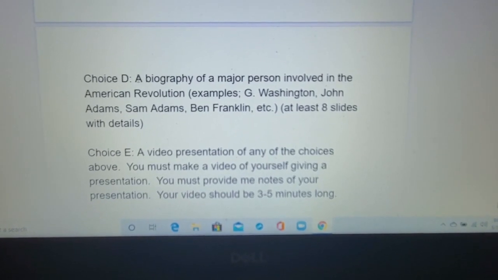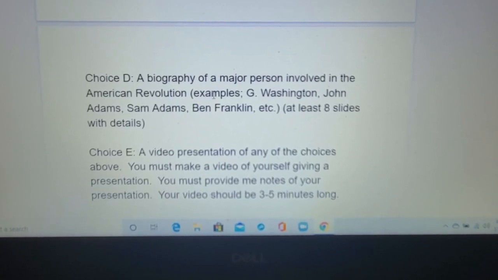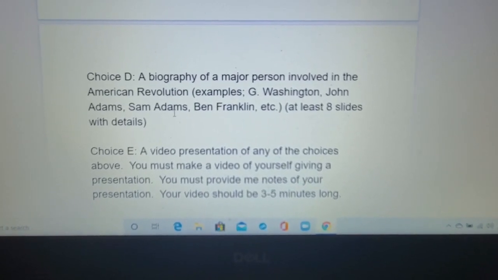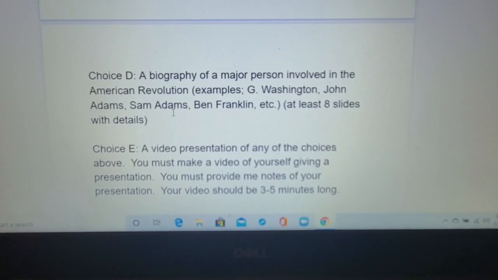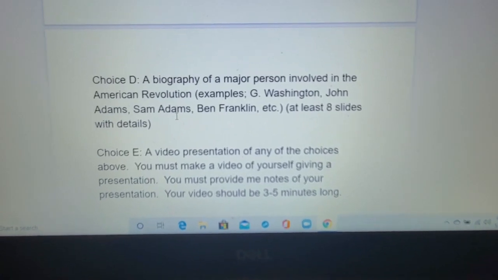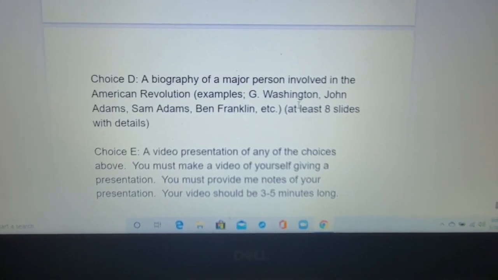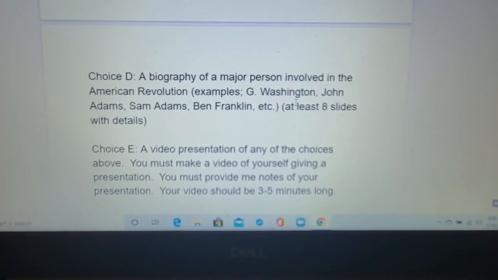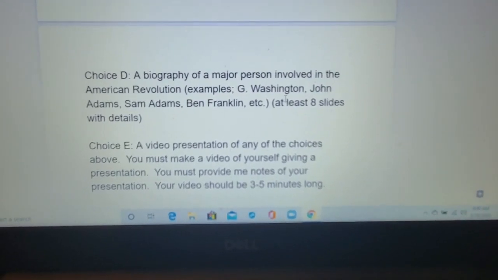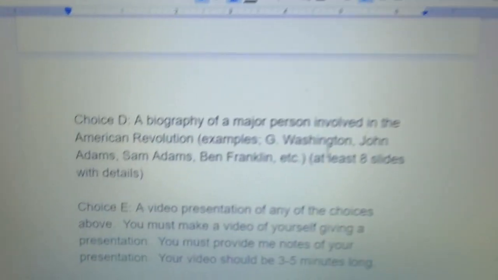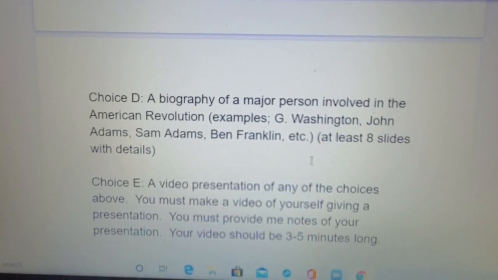Choice D, you can do a biography project of a major person involved in the American Revolution. Some examples could be George Washington, John Adams, Sam Adams, Ben Franklin, Thomas Jefferson, John Hancock, Lord Dunmore, King George III. And once again, a biography looks at their entire life. So not just the American Revolution part, you can go all the way back to when they were first born and how they were involved in the American Revolution, but it's a biography project. So that's another choice. 8 slides also with that.